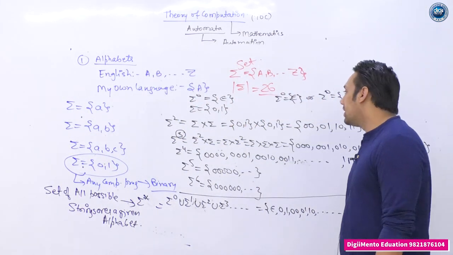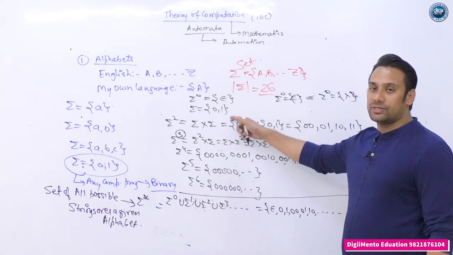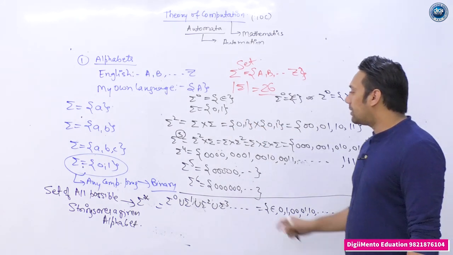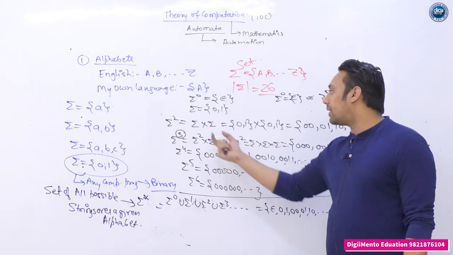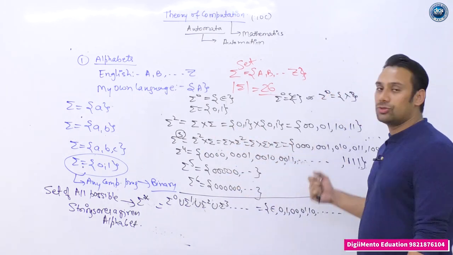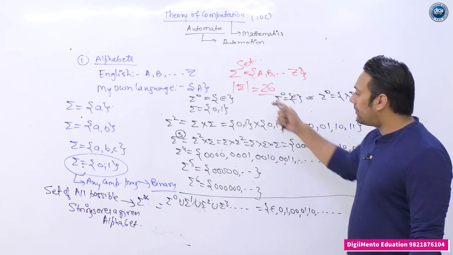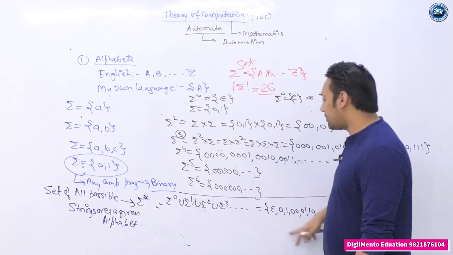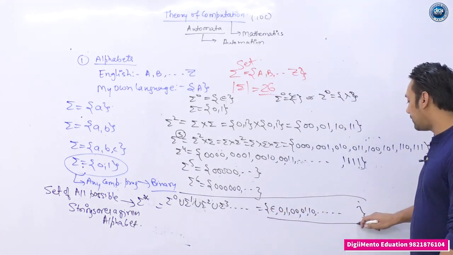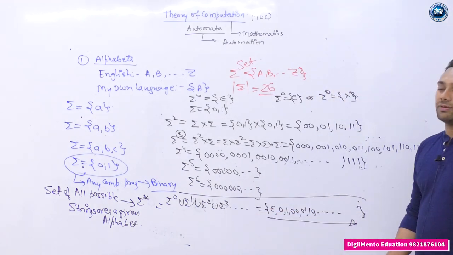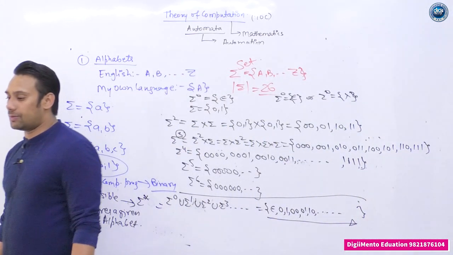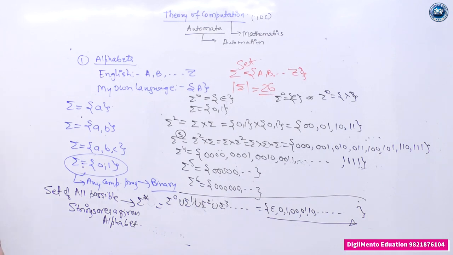Agar yahan par hamare paas in this language we had two alphabets which is 0 and 1, aapke paas sirf do hi alphabet the 0 aur 1, to agar hum summation raised to power 2 bolte hain to yahan par ab aapke paas wo sabhi strings aayenge jo ki 2 length ki hai. To usi tarike se ab main is case mein agar check karunga, if I take summation star, to yahan se jitne bhi possible strings hain with zeros and 1, each and every one of those strings can be formulated. Jitne bhi possible strings hain wo sabhi strings yahan par formulate ki ja sakti hai.